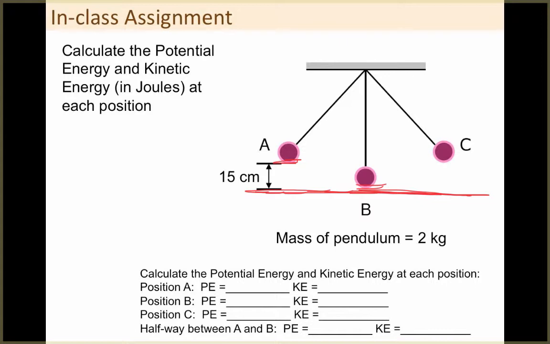So we can already fill in something down here. At position B, the pendulum is at the base level, so our potential energy is 0 joules. We didn't even have to do anything yet. We just set our base level there. All right, so our next task is to figure out what the potential energy is at position A, right up here. What do we know about this pendulum? We know, first off, that we have a mass that equals 2 kilograms. And we also know that we have a maximum height of 15 centimeters.